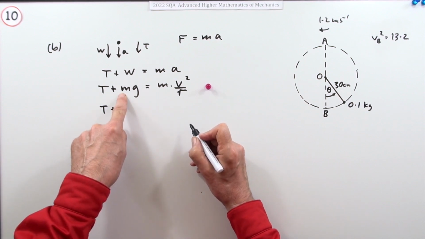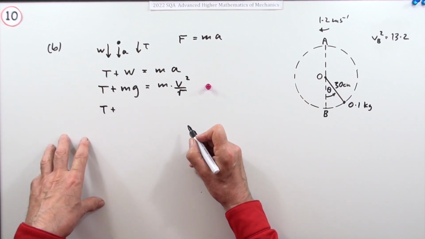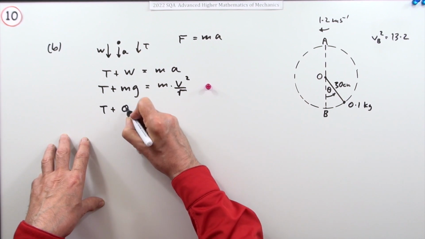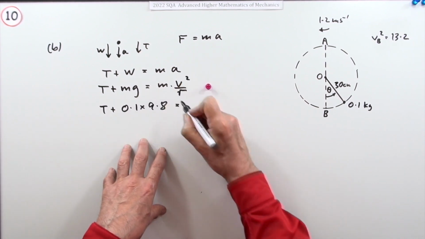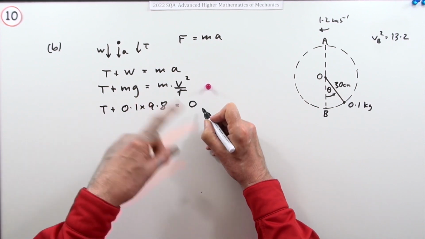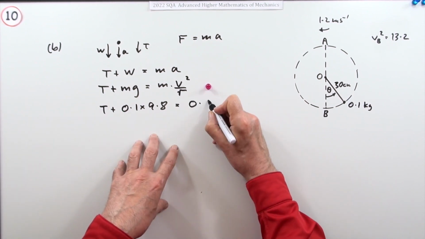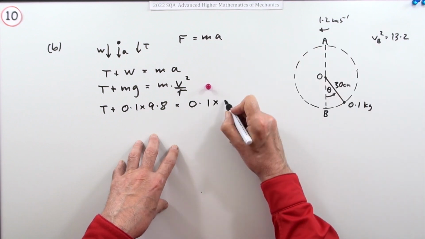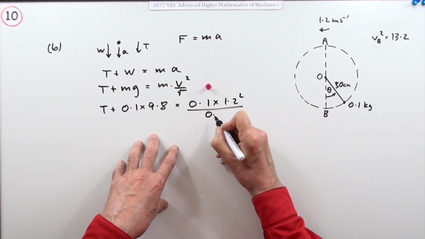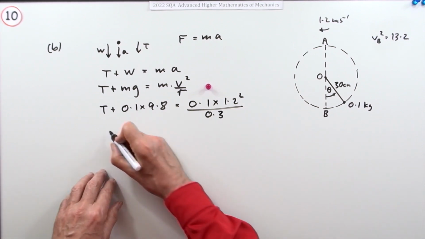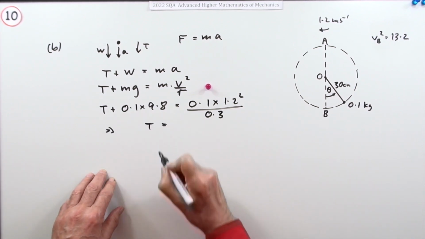So, and I can't cancel out the m because that's not got an m in it. So now I've got to put it in. So that's 0.1 times 9.8 is equal to, and then on this side I've got, maybe I should have brought them over at the same time, 0.1 times another speed, that's 1.2 squared, over, and the radius is 0.3. So from that I can get T.